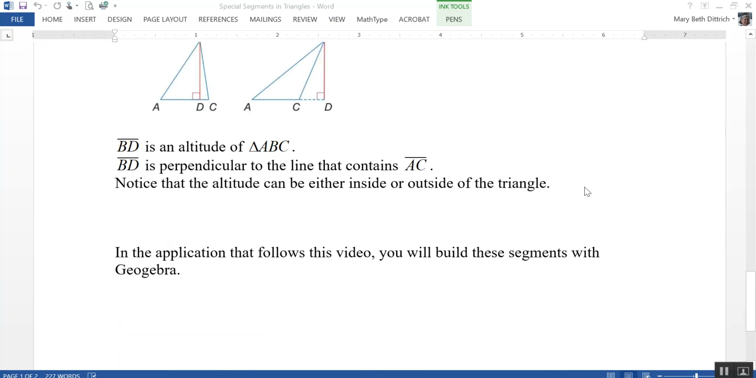In the application that follows this video, you're going to build these four segments using GeoGebra. So in this video, we took a look at four special segments in a triangle: an angle bisector, a perpendicular bisector, a median, and an altitude.